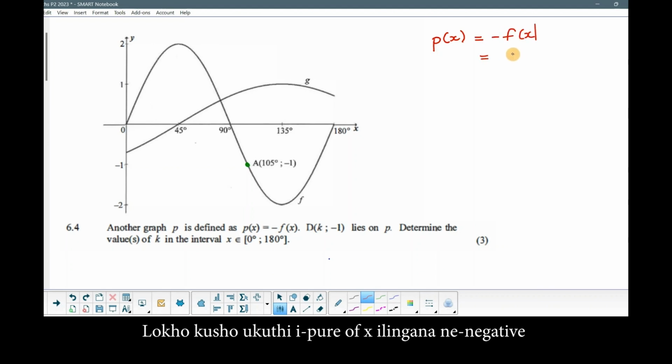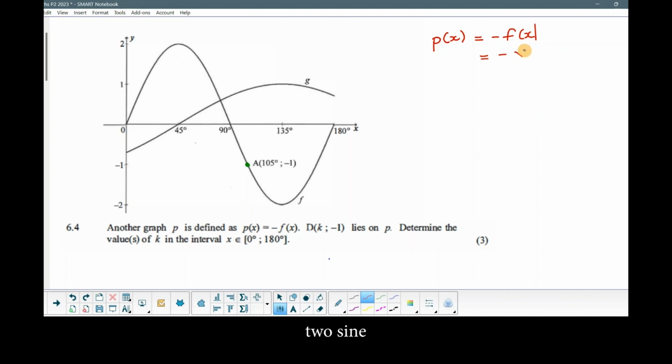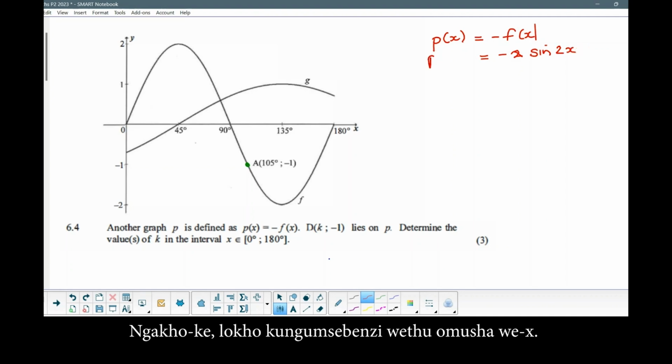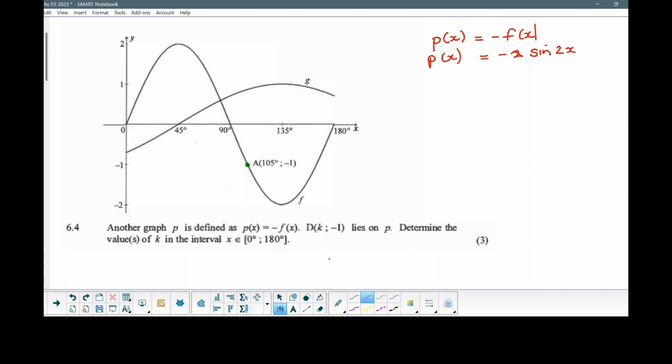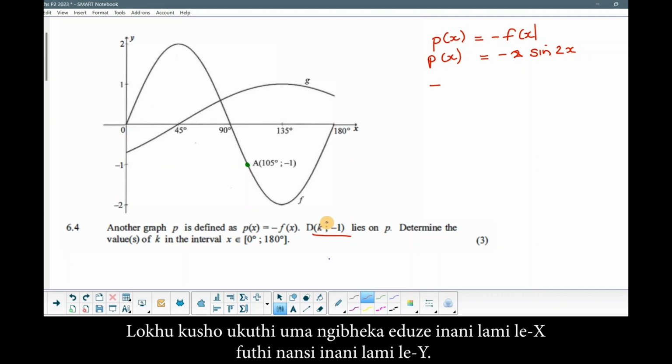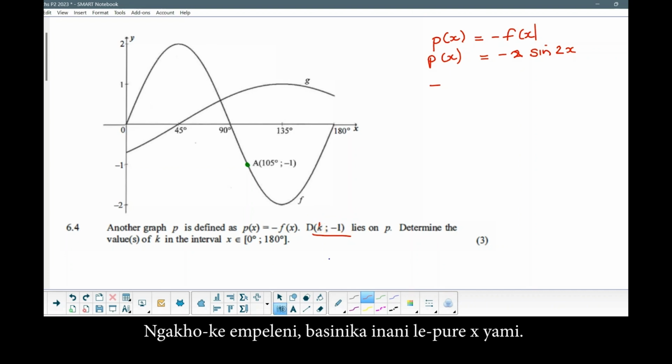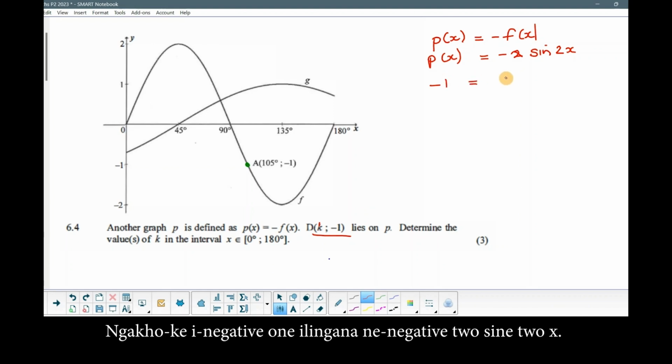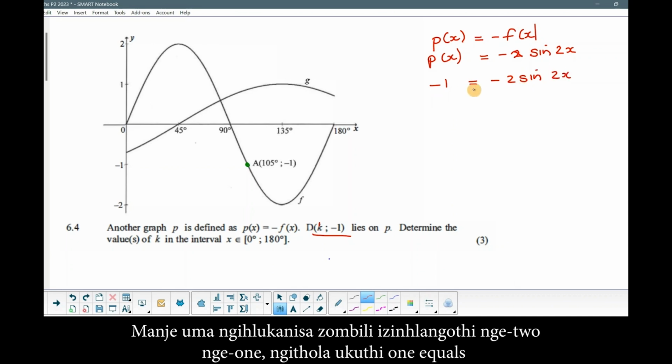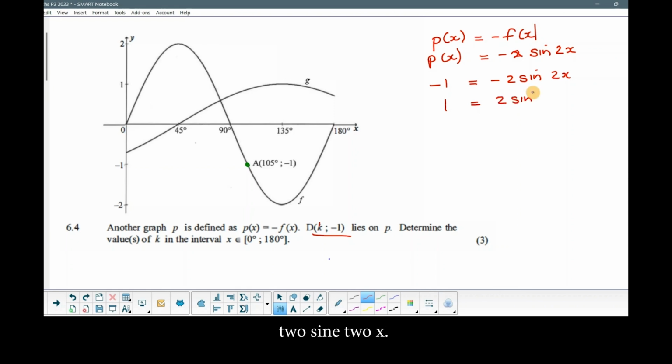That means P of x is equal to negative 2 sine 2x. All right, so that's our new function, P of x. Then they tell us that point D lies on this graph. That means if I look closely, here's my x value and here's my y value. So essentially, they're giving us what my P of x value is. So negative 1 is equal to negative 2 sine 2x. Now if I divide both sides by negative 1, I get 1 equals 2 sine 2x.